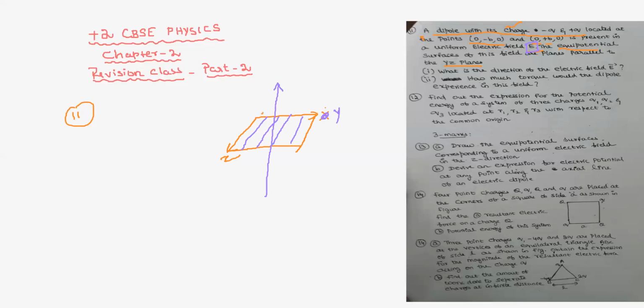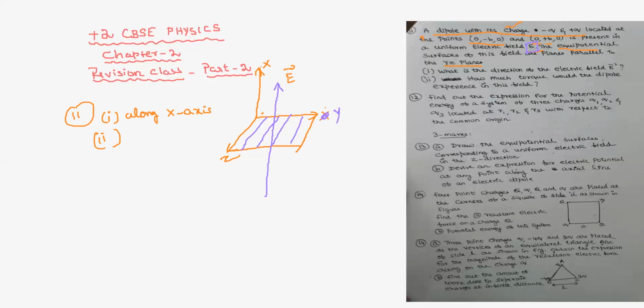So this axis is the x-axis, and our electric field is acting only along the x-axis. So the direction of the electric field is along the x-axis. Our question is, what is the direction of the electric field? It is along the x-axis. So the first answer is along the x-axis. What is the second question? How much torque would the dipole experience in this field?